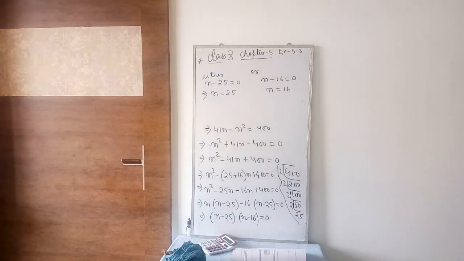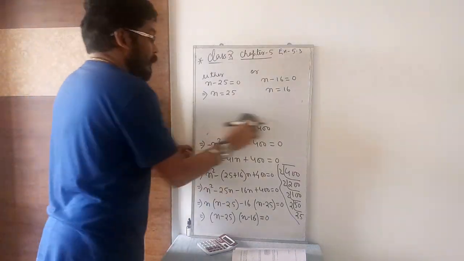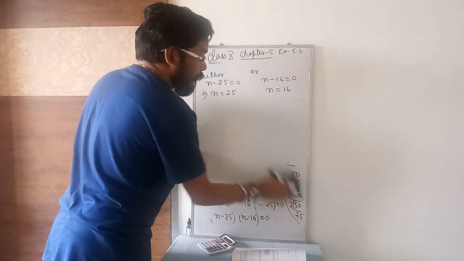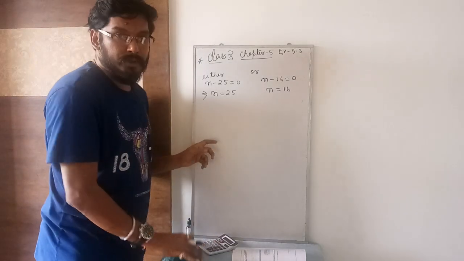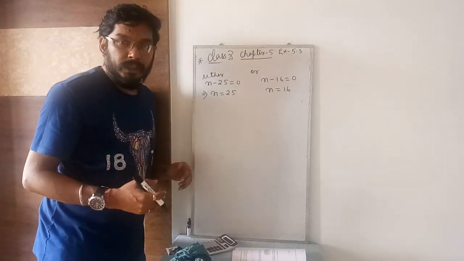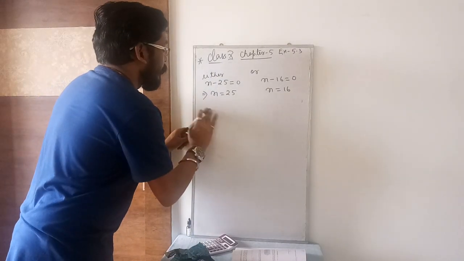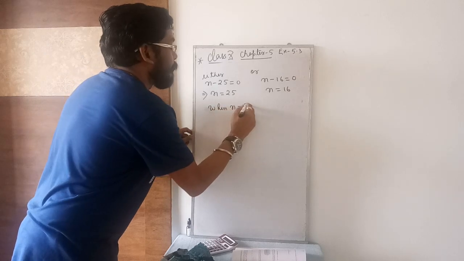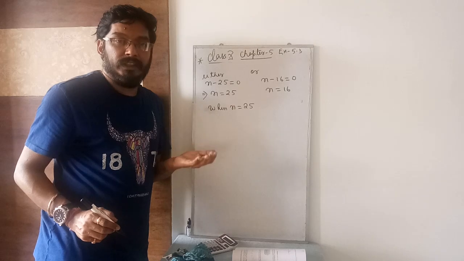So here you got two values of n. Both will not be acceptable, just any one will be the answer. Here they have said another part, you have to find out the number of logs in the top row. The number of logs in the top row means what? The last row means the value of the nth term. So let me find out the value of the nth term. Let me write, when n equal to 25, the number of logs in the top row means the last row, the nth term, you have to find out.